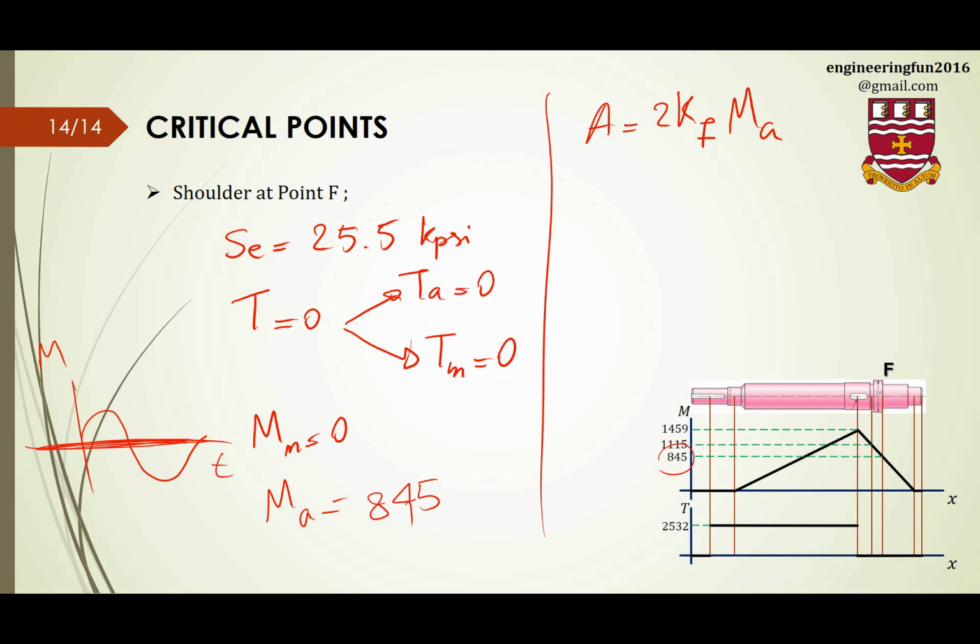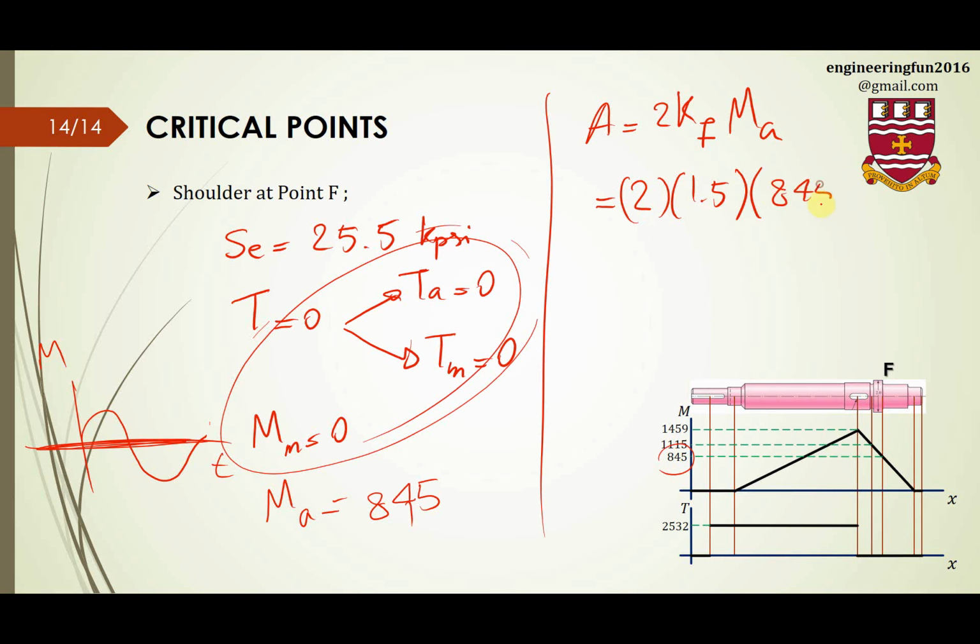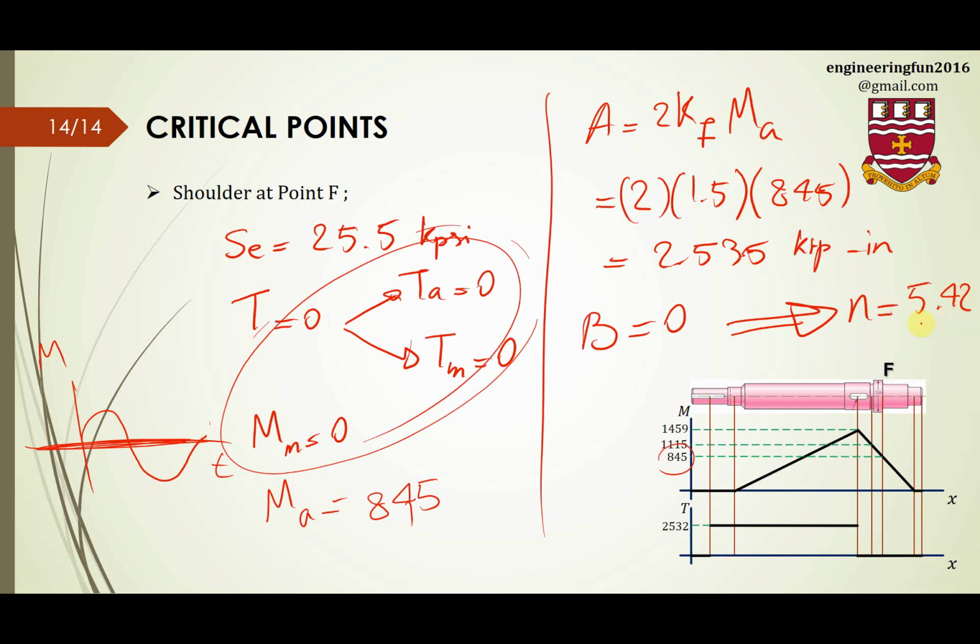So with this information, we can find A, which is 2 times capital Kf Ma, just for this case when this simplification is done in the formula. It will be simplified to this equation, and I can say this is 2 times 1.5 times 845, so the final answer will be 2.535 kip inches, and B will be 0 because T is 0 and Mm is 0. And we're going to use the same equation, and we're going to find the safety factor, and this time that will be 5.42.